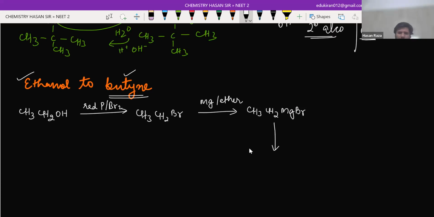Basically, you can see here you have 2 carbons and here we have 4 carbons. We need to increase the number of carbons. So what we are going to do, it's very simple. First, we are going, just wait a minute. Can we use anything else?